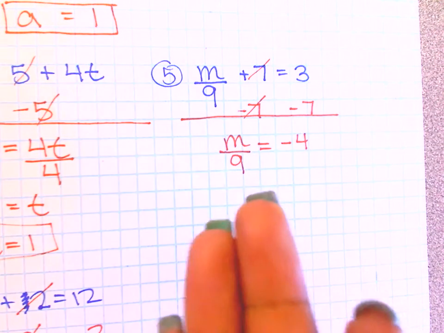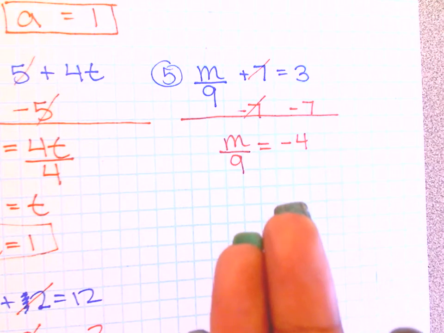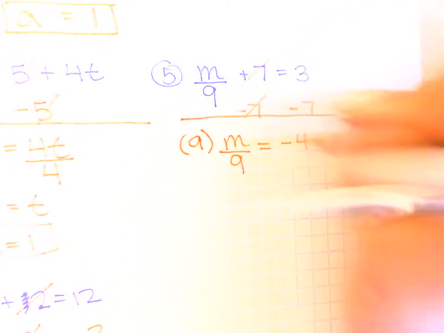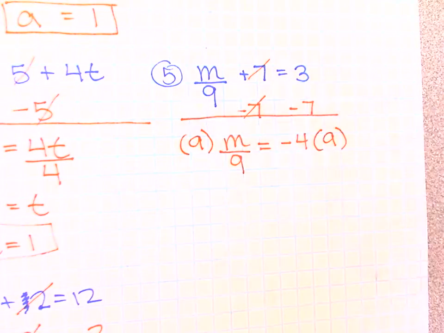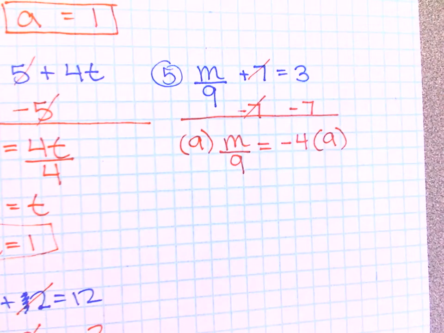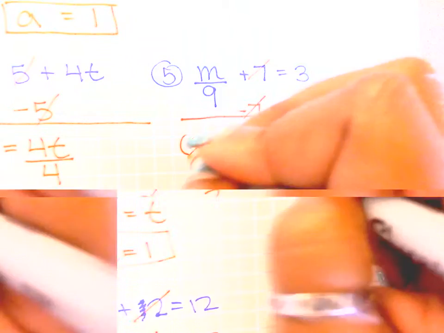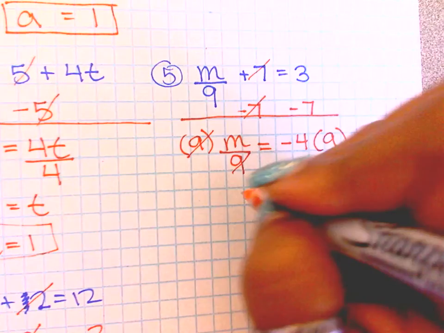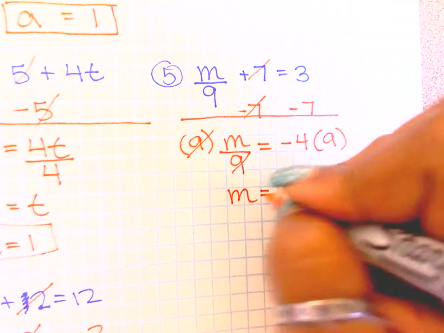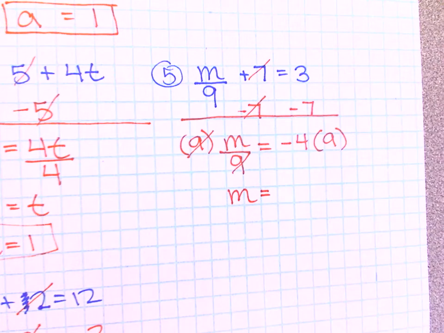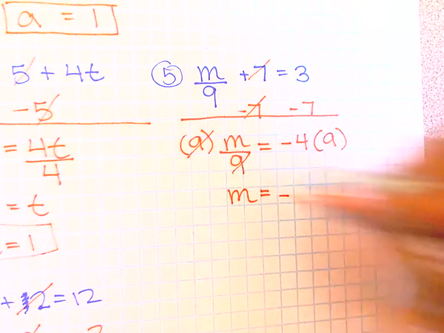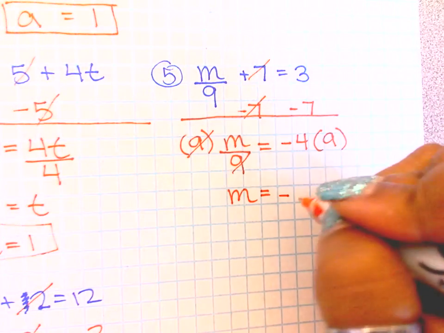Well, it's division, so I have to do the opposite to get m by itself. So I'm going to multiply both sides by 9, because multiplication is the opposite of the division. So that my 9 over 9 cancels out, and I'm left with m. And then I have negative 4 times 9. A negative times a positive is going to be a negative. 9 times 4 is 36.